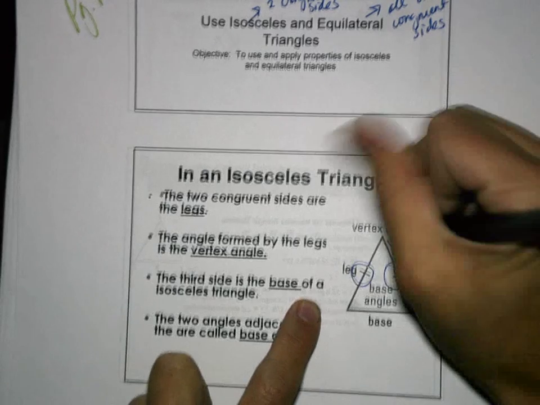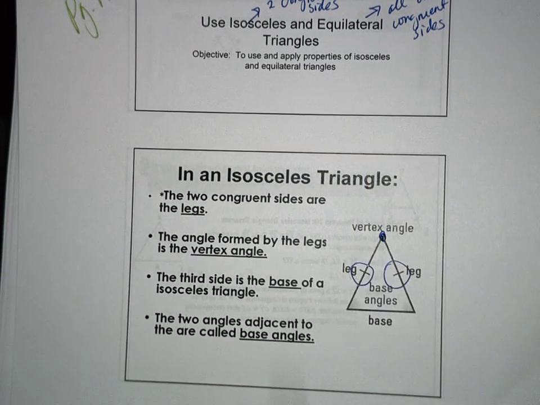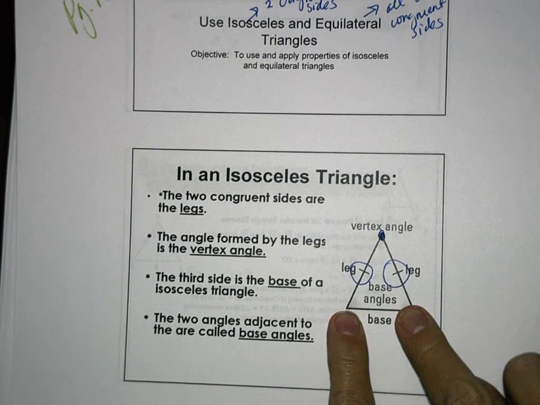Okay? Up here, it says the angle formed by the two legs. All the side conversations need to stop, please. Makes a vertex angle. Okay, so the vertex angle is at the top. You have two base angles in the bottom.